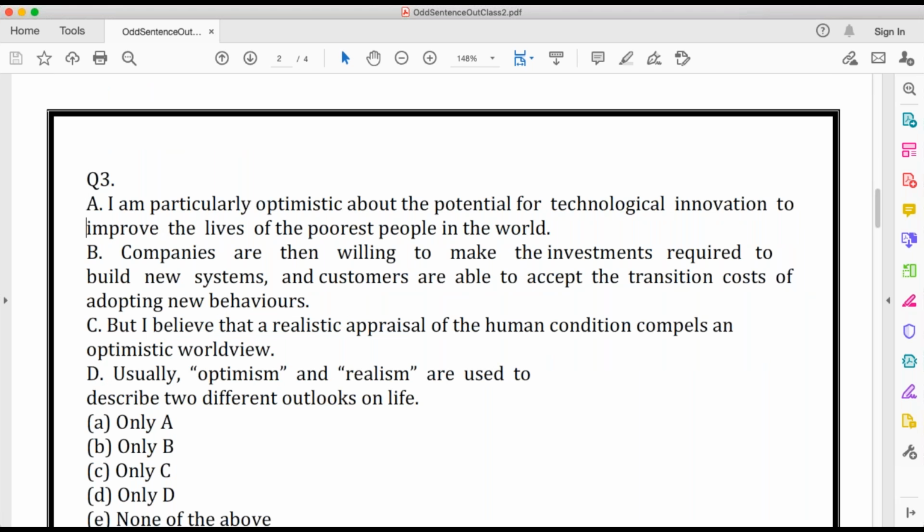Question number 3 is on the screen. Try to look out beyond the subject also. Try to see the identifiers, the nouns, the pronouns, the common idea.